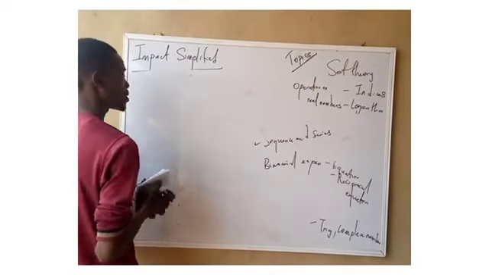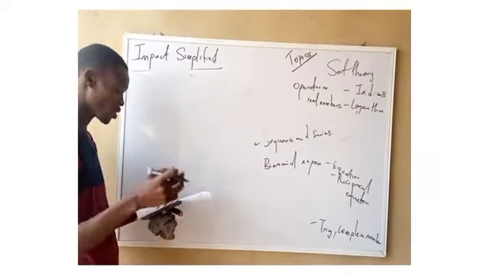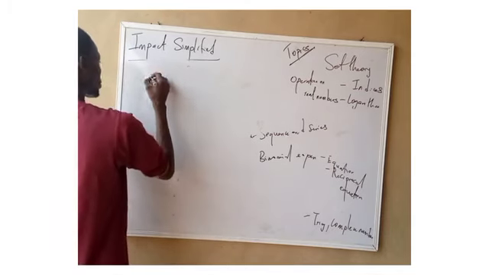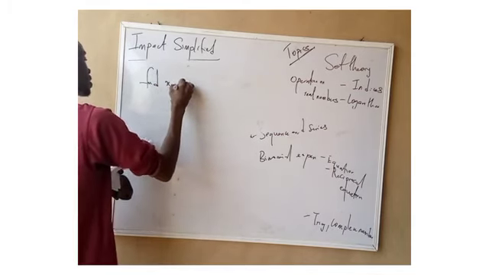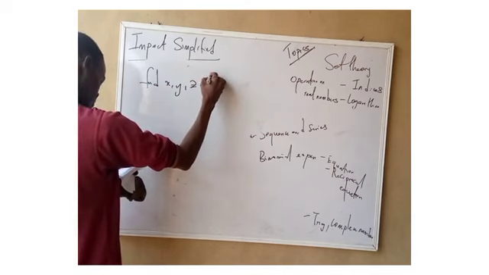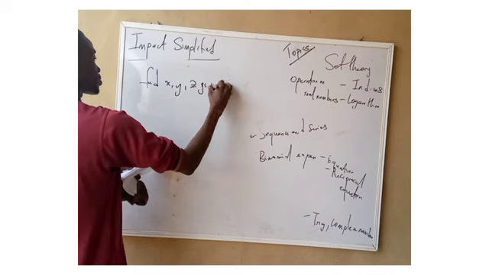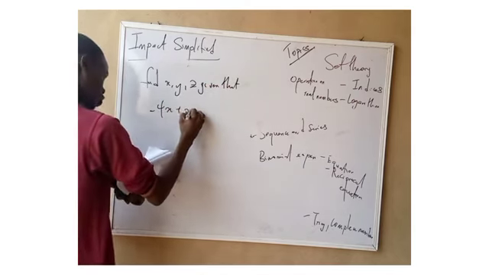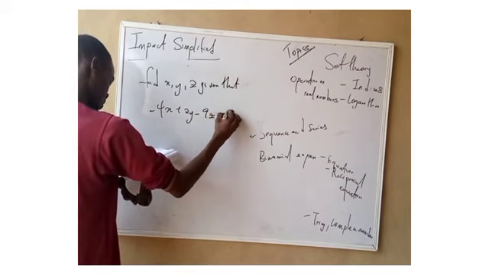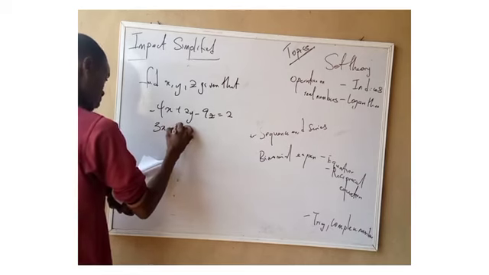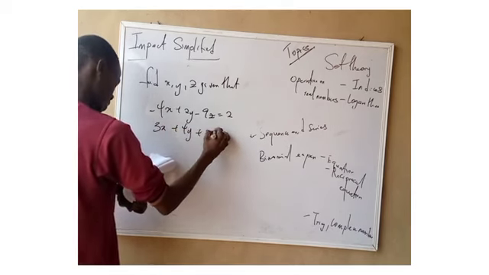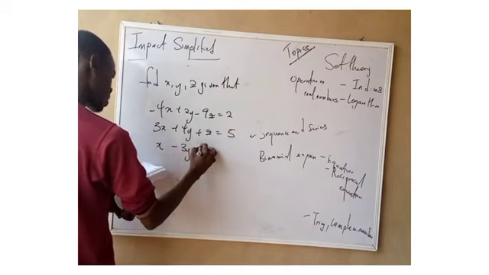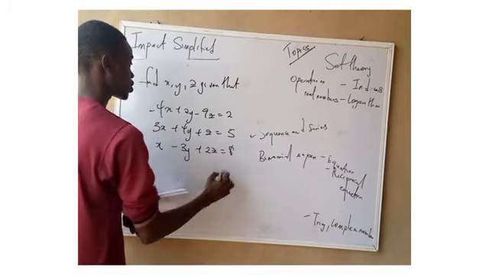Now let us look at the last aspect when we are talking of matrix. And the last aspect of matrix is when they are giving you a linear equation. They say find x, y, and z, given that minus 4x plus 2y minus 9z is equal to 2, 3x plus 4y plus z is equal to 5, x minus 3y plus 2z is equal to 8.